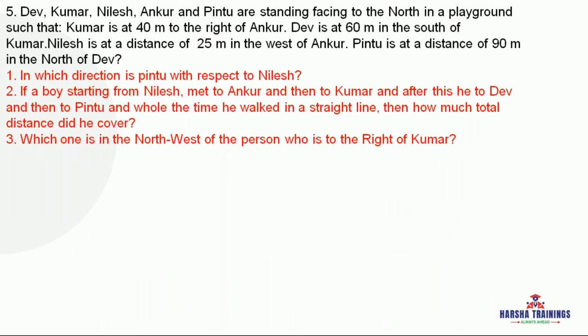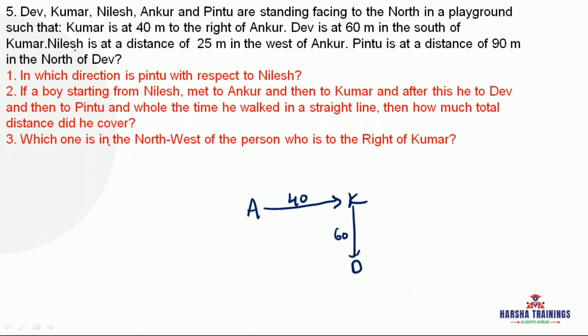Okay, and a small problem, please note it down and draw it, just 2 minutes of practice. Dev, Kumar, Nilesh, Ankur and Pintu are standing facing north in a playground such that Kumar is 40 meters to the right of Ankur. So Kumar is 40 meters to the right of Ankur. Next, Dev is 60 meters to the south of Kumar.